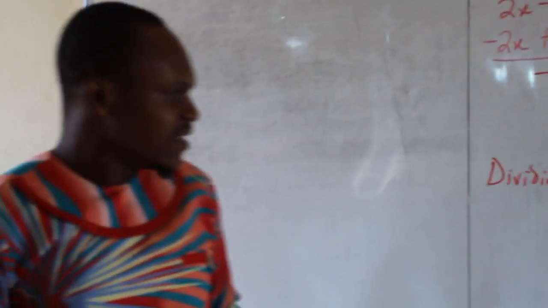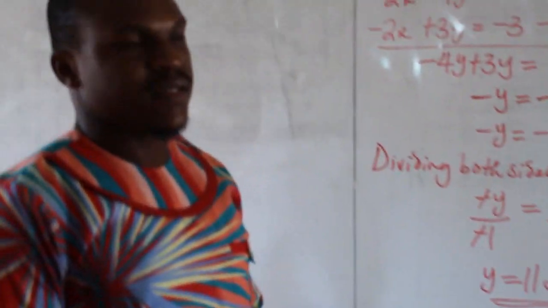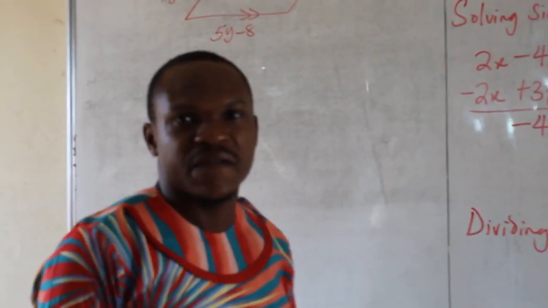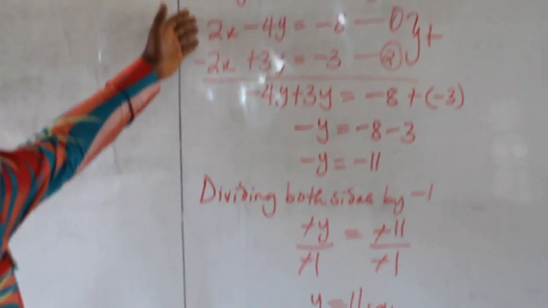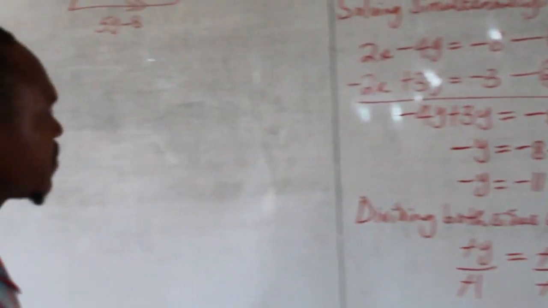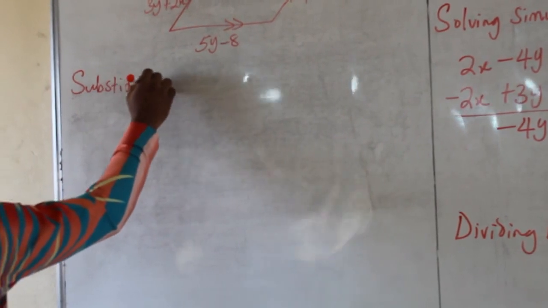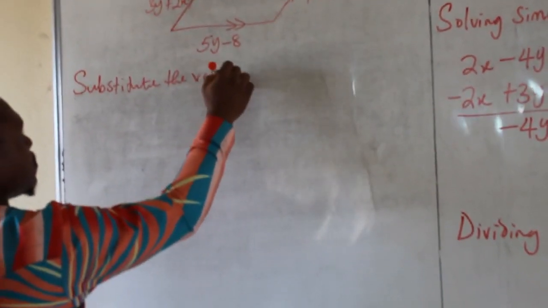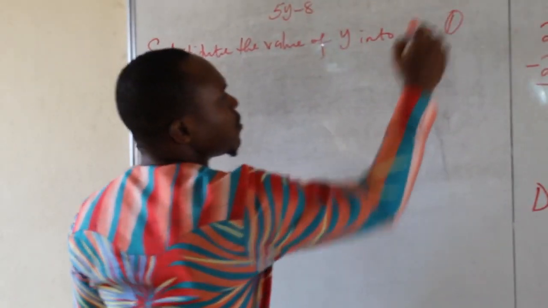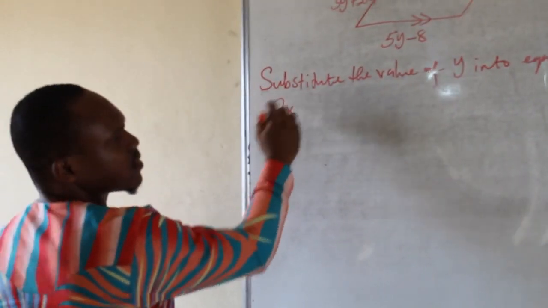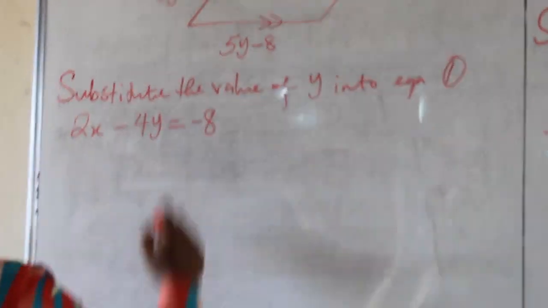Now we have been able to find the value of y. The next step is to find the value of x. And for us to be able to find the value of x, we have to substitute this value of y we have found here into either equation 1 or 2. So quickly, if we substitute the value of y into equation 1, we have something like this: 2x minus 4y is equal to minus 8.